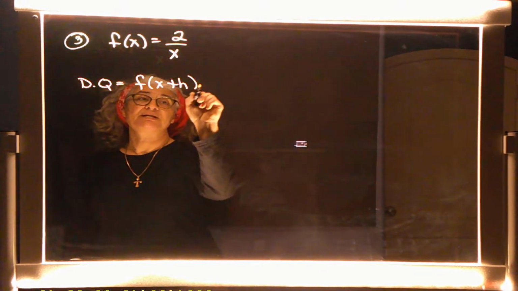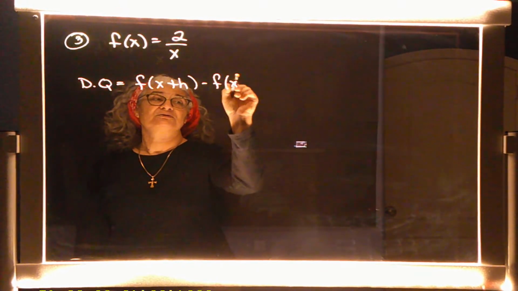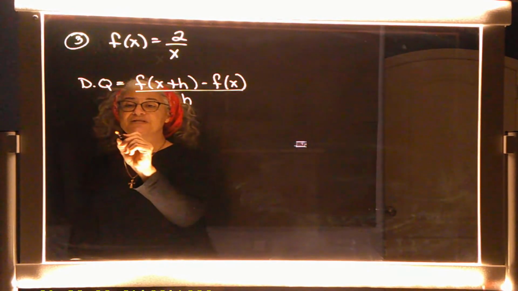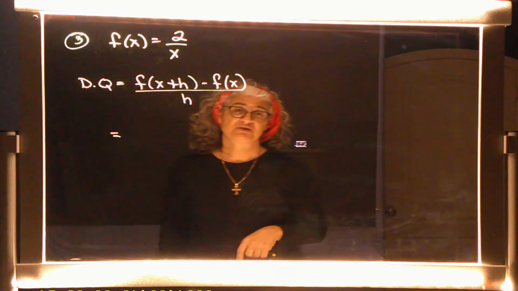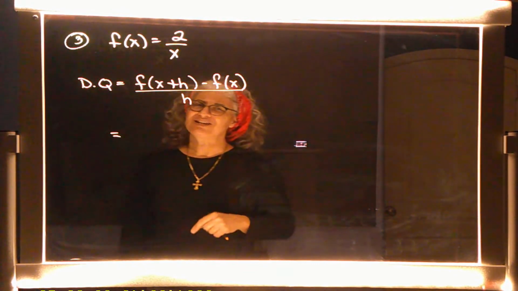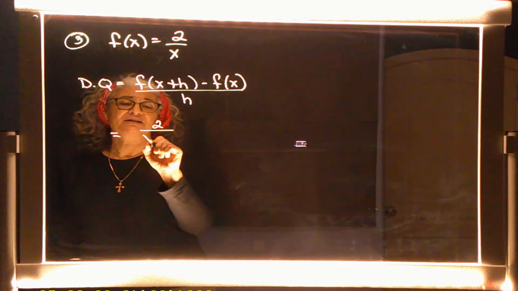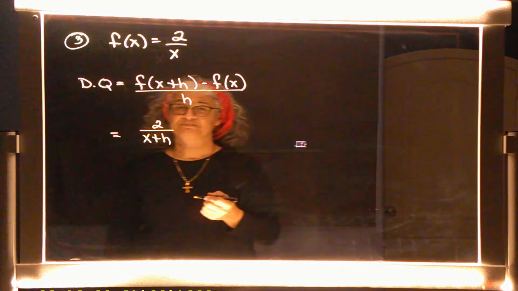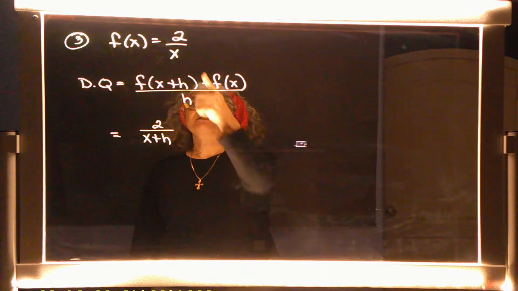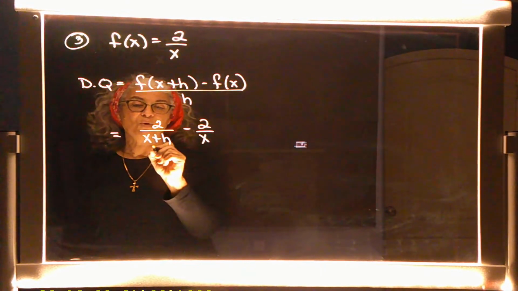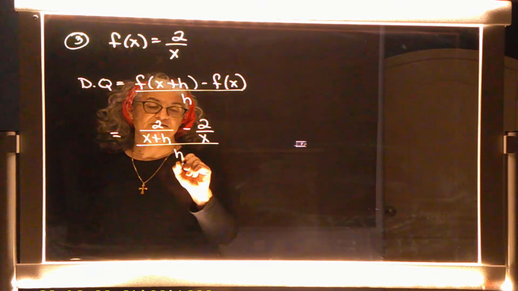Remember, you should always write it down, so you always know what it is you're trying to plug in. And the first thing I need is f of x plus h. Well, there's not a lot of work to do with this particular one, because this would be just 2 over x plus h, wouldn't it? And then I'm supposed to subtract the original function. Okay. And then the whole thing is supposed to be divided by h.